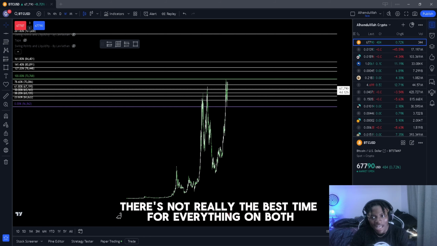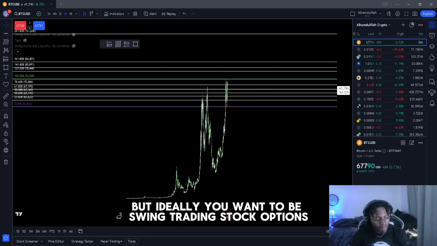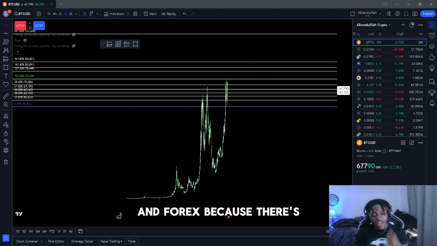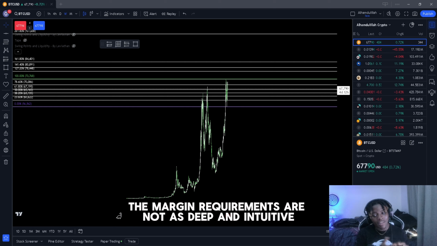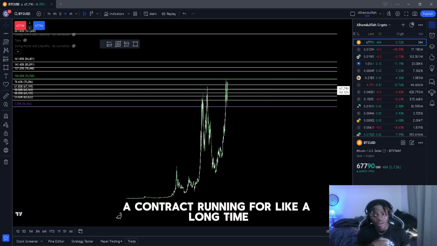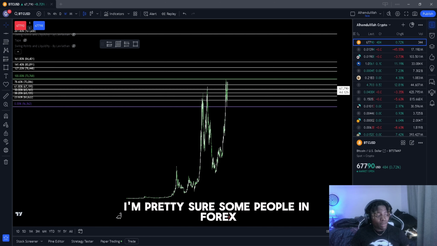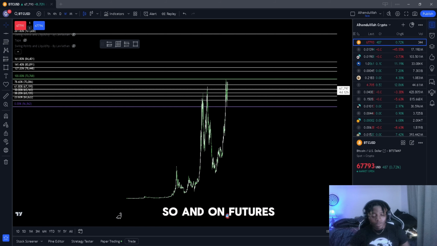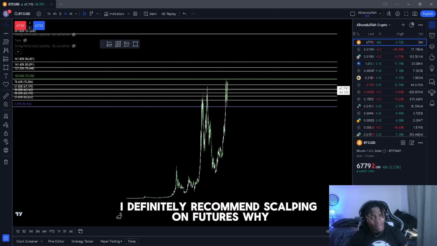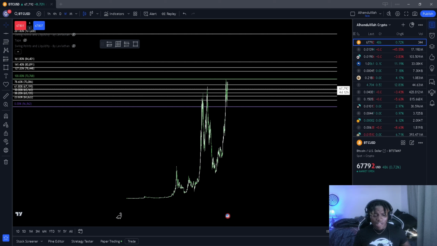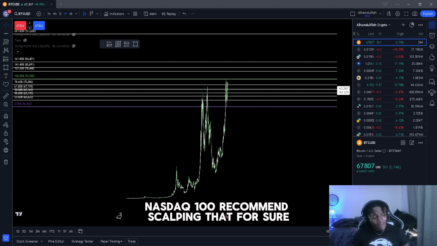There's not really the best time for everything on both, but ideally you want to be swing trading stock options because you're rewarded based off of it, crypto because you're rewarded based off of it, and forex because the margin requirements are not as deep and intuitive, and it's a lot easier. You can pretty much just have a contract running for a long time. I'm pretty sure some people in forex who've had some great entries back in the day probably still have some contracts going on right now. And on futures, I definitely recommend scalping on futures. Why? Because it's just so heavily leveraged. It's regulated. It's fast. Especially the NQ NASDAQ 100. Recommend scalping that for sure.